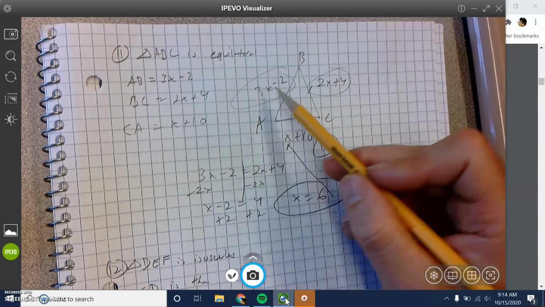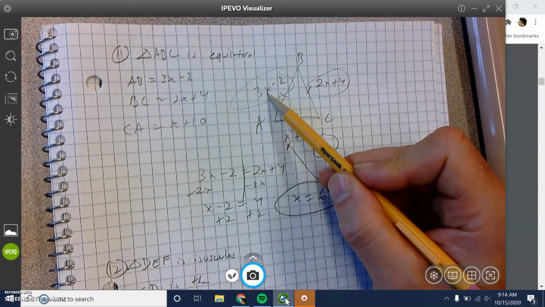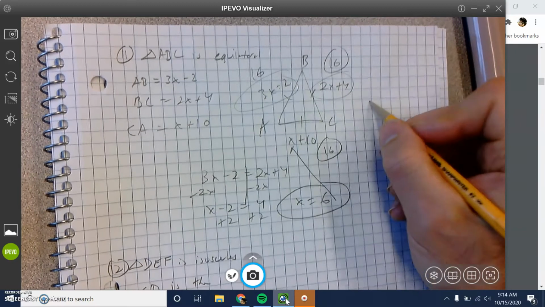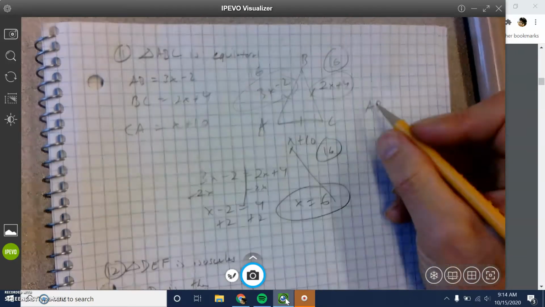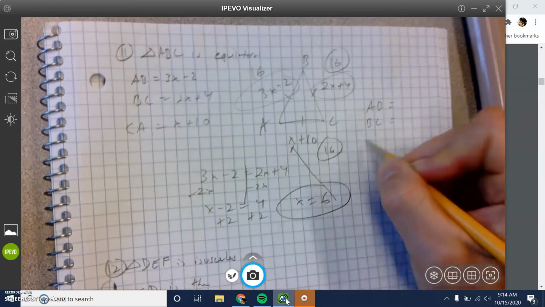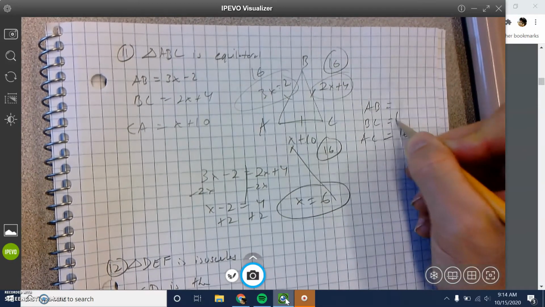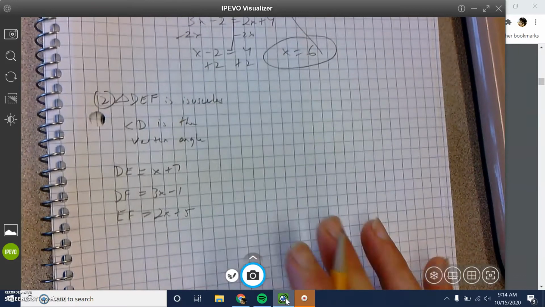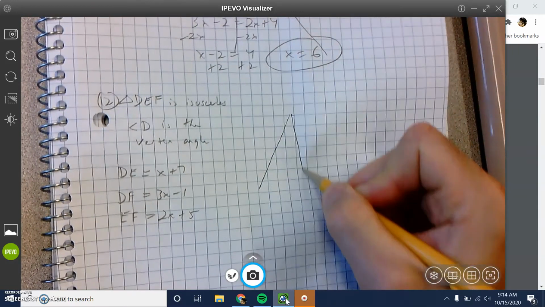Is that true for all of them? 3 times 6 is 18, minus 2 is 16. Yeah, they're all 16. So AB, BC, and AC all equal 16 in this case. Yeah. Next one. DEF is isosceles.